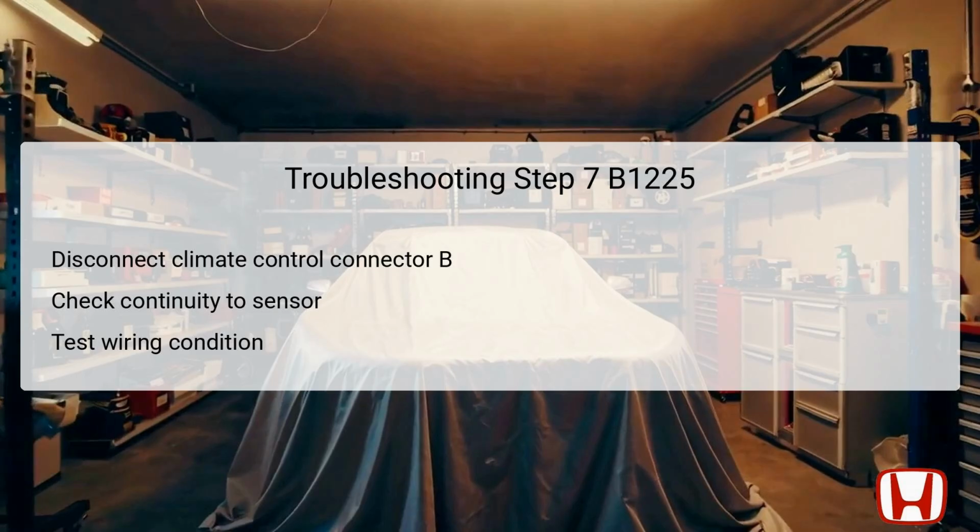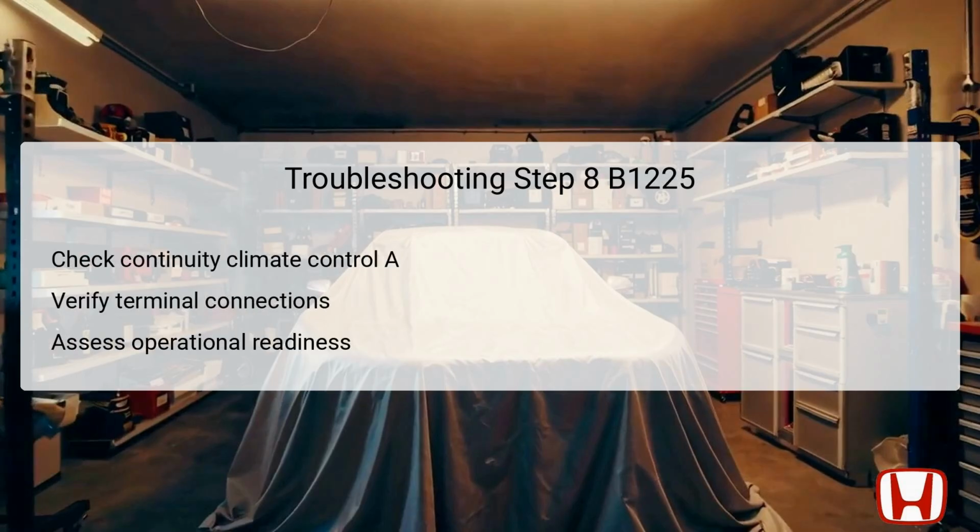If continuity is present, that suggests the wiring between the climate control unit and sensor is intact, leading you closer to potential issues elsewhere in the circuit. A lack of continuity indicates there is an open wire that must be repaired to restore proper functionality, allowing the climate control unit to receive accurate temperature readings again.